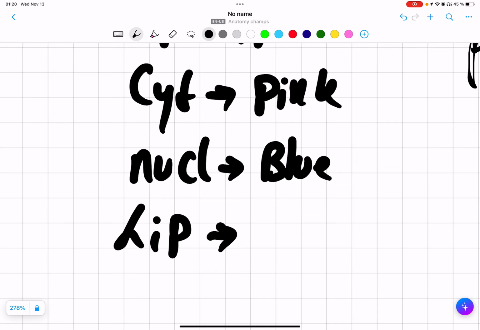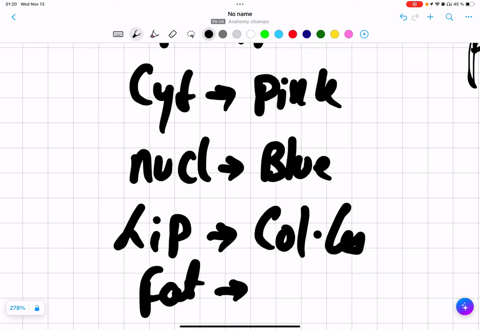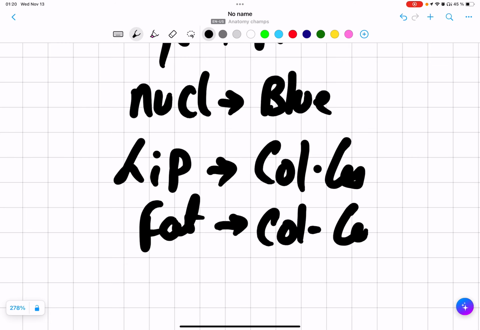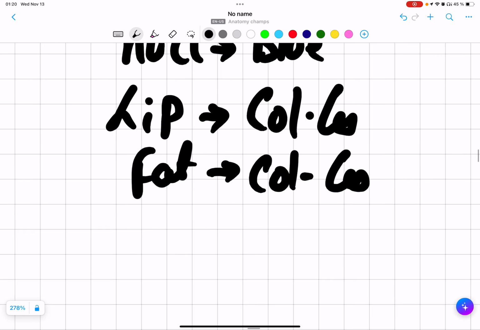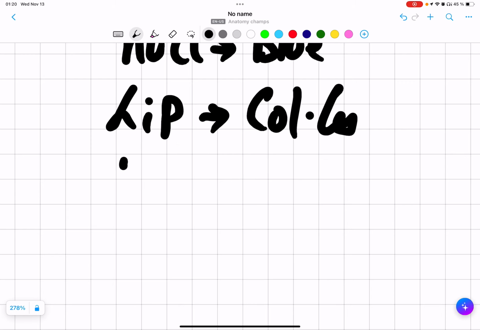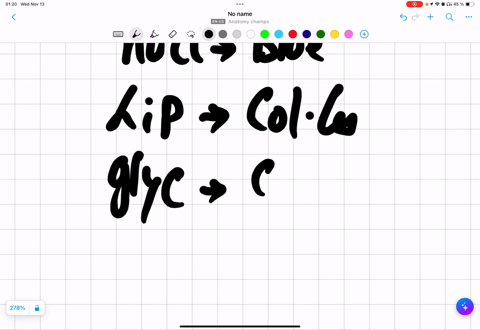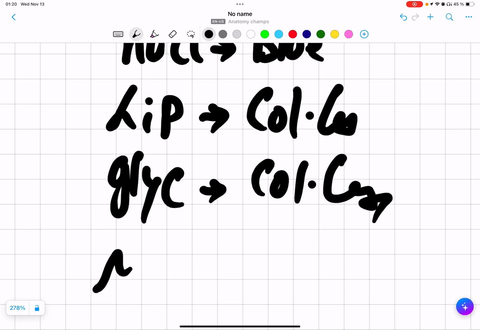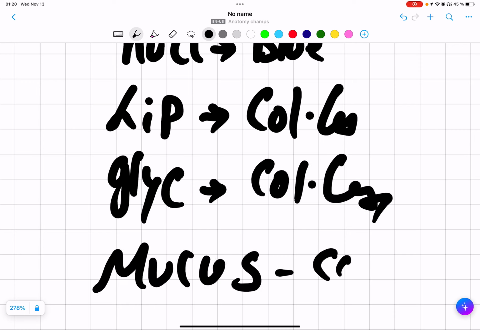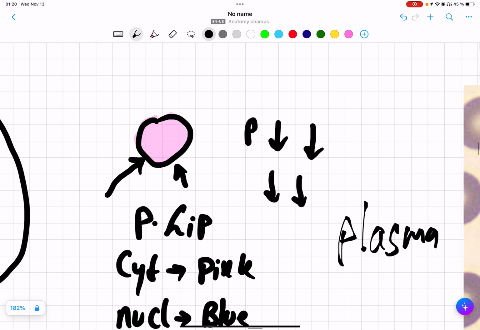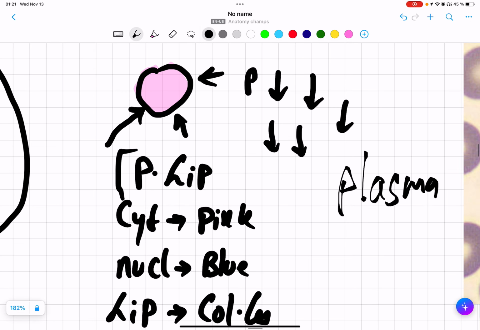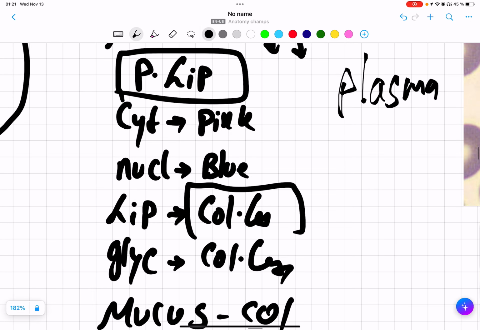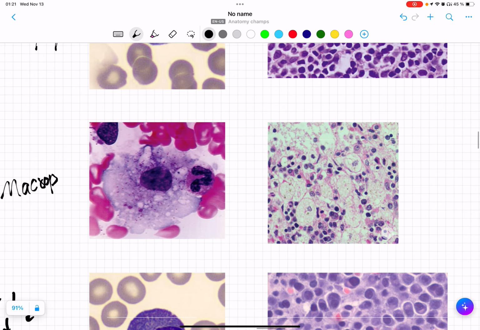lipids colorless, fat colorless. Lipid and fat are the same but different in the biochemistry you have studied. Let's leave it as lipid. Glycogen colorless, mucus colorless. So if I told you your protein is degenerated, nucleic acid is also degenerated, what is left? Phospholipid. Phospholipid is colorless. Let me show you your macrophage.